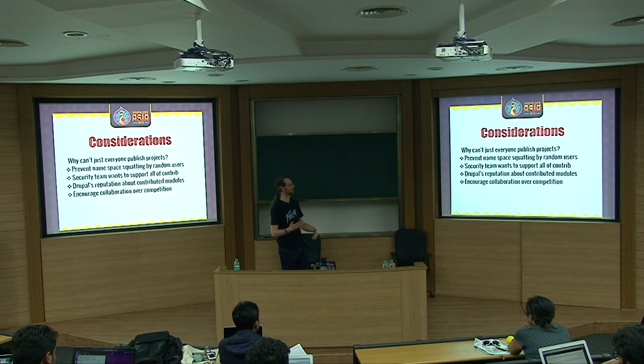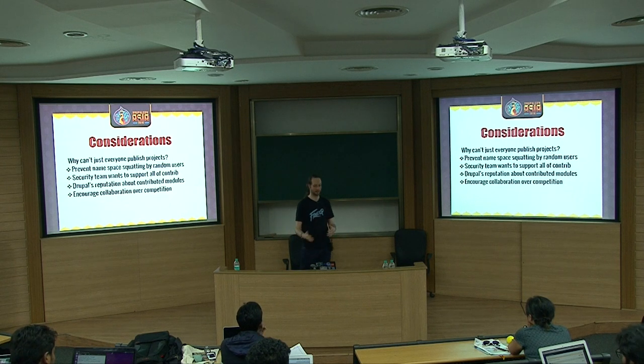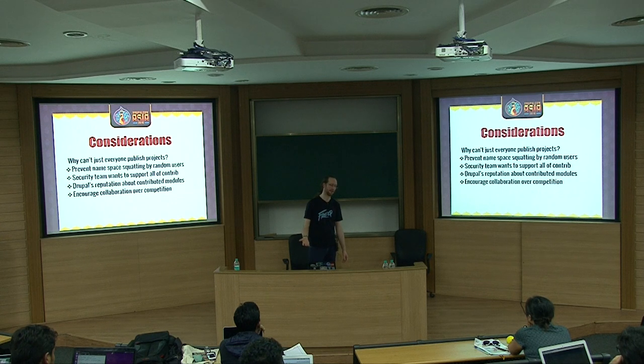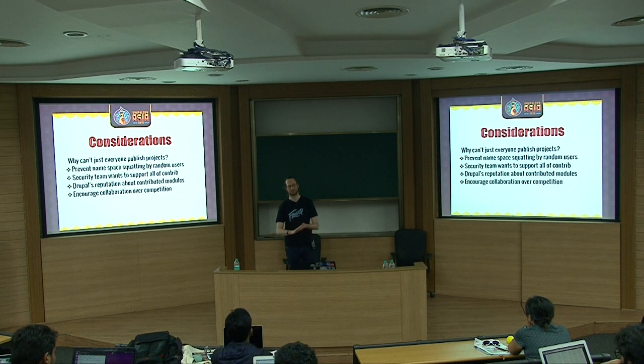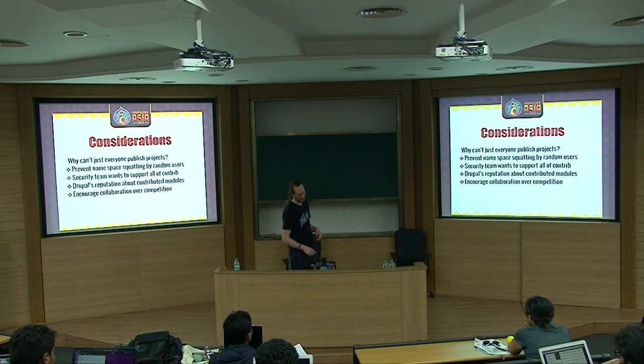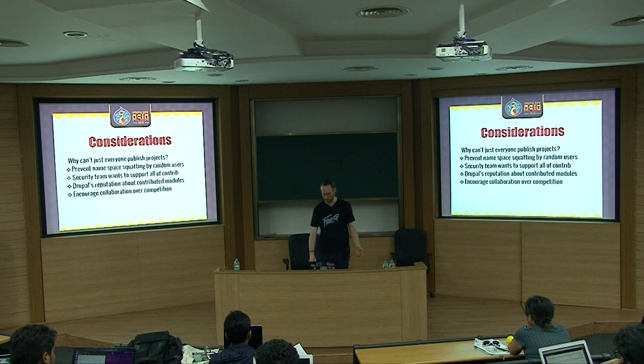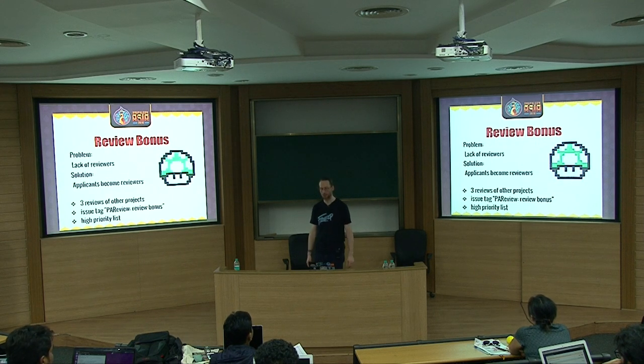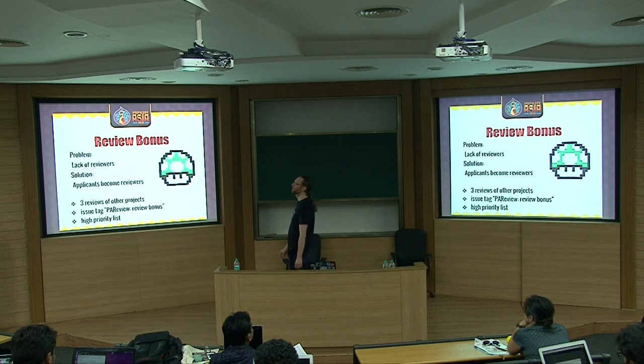That's also why we have this process and also encourage collaboration over competition. This falls into the duplication mantra: don't publish your module without checking what the community already provides, so make sure that you don't duplicate stuff. These are all reasons why we have the current process. So what can you do to speed up your application?